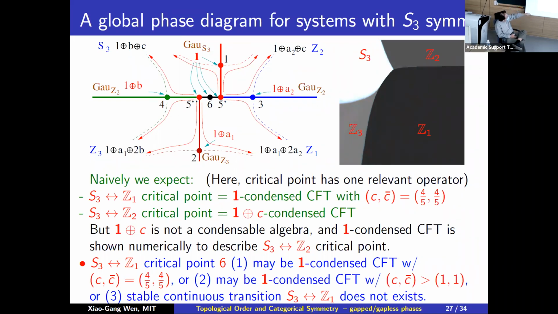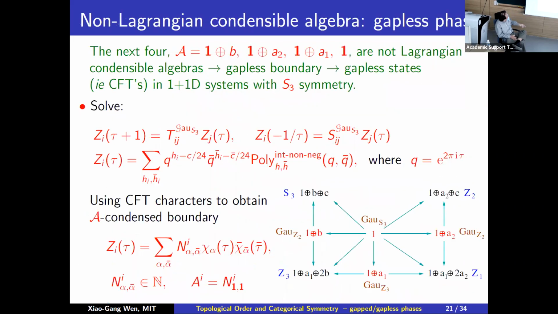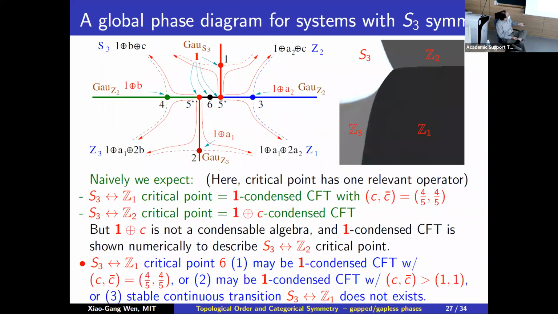The trouble is this one. So the S3 to Z1 transition, that S3 is here, Z1 is here. What is their critical point? Well, they're connected by one there. You can see usually this picture. This S3 and Z1 is connected by this minimal condensation, just one condensation, nothing condensed. And so therefore we think this from S3 to Z1 should be this one condensed boundary CFT.